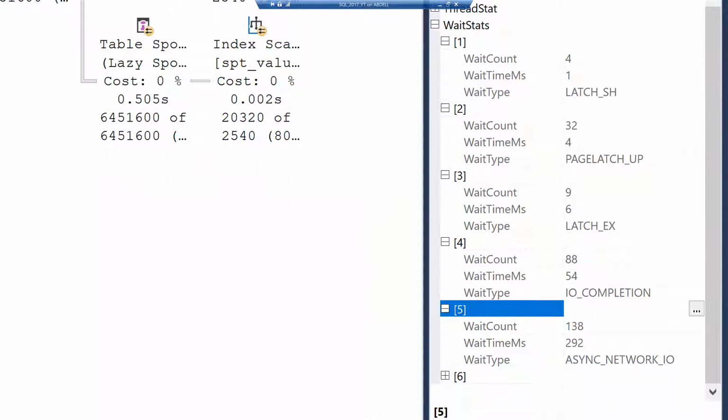Prior to SQL Server 2016, it was slightly more difficult to get this kind of information. So we had to set up extended events and then try to capture this information.